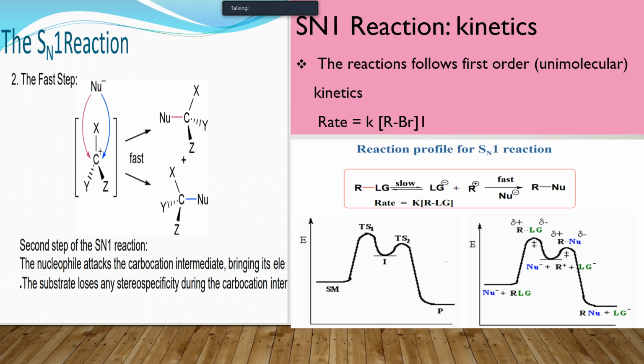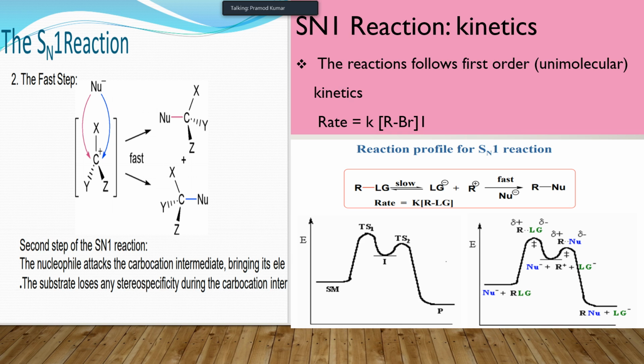So the second step is that once this carbocation is formed, it can be attacked from both sides, and it loses stereospecificity. What does stereospecific mean? If the starting material has one configuration, then the product should have a particular configuration. But here there is no specific configuration. It can attain both configurations. That's why it is not a stereospecific reaction.